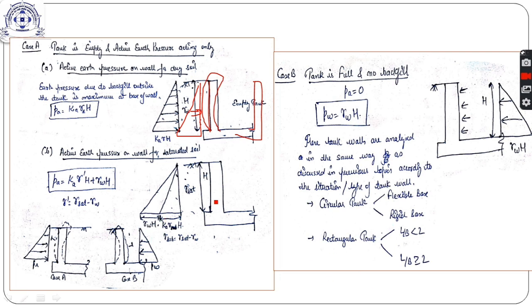Now look at these two diagrams which I have drawn below. For case A, this is the load diagram, the earth pressure diagram, so tension is on this face, and this is for case B, where this is the water pressure, so the tension will be on the inner face if it behaves like a cantilever.